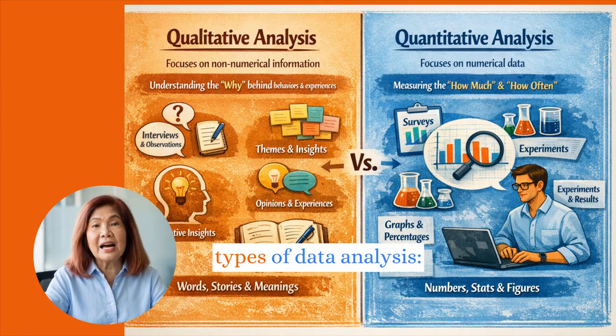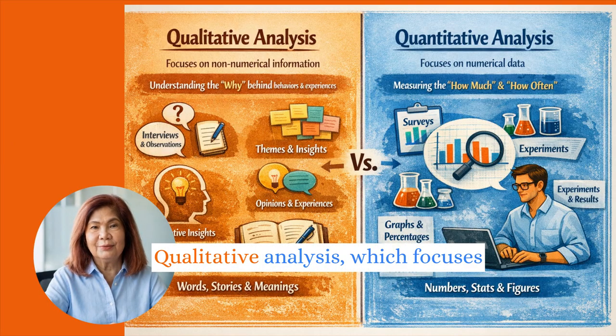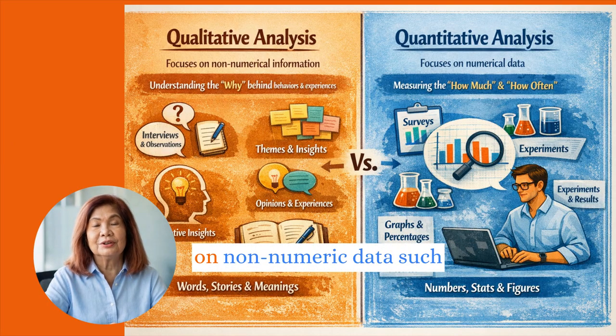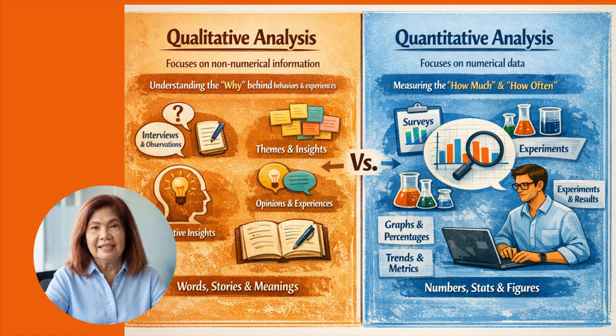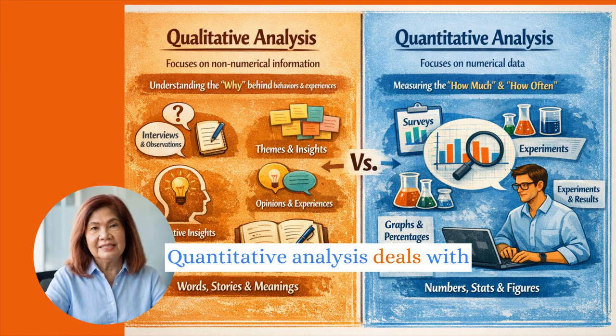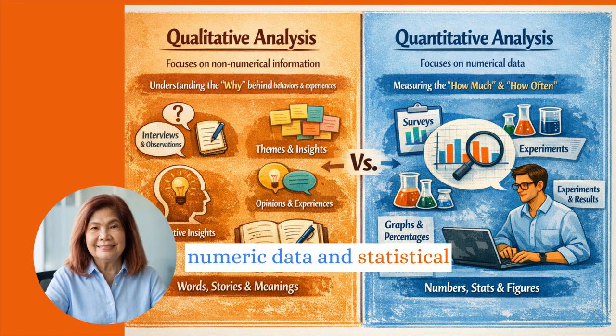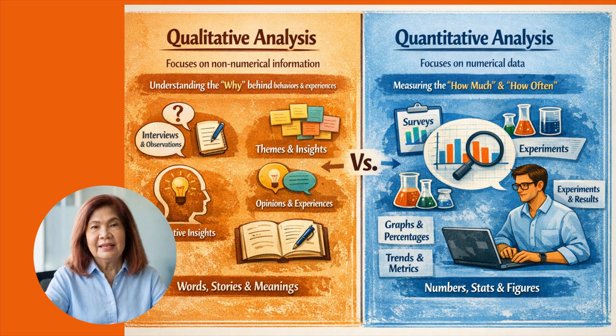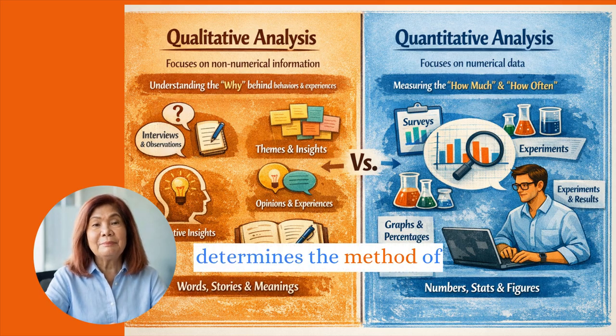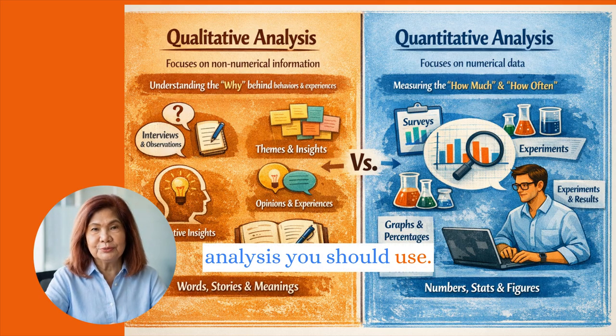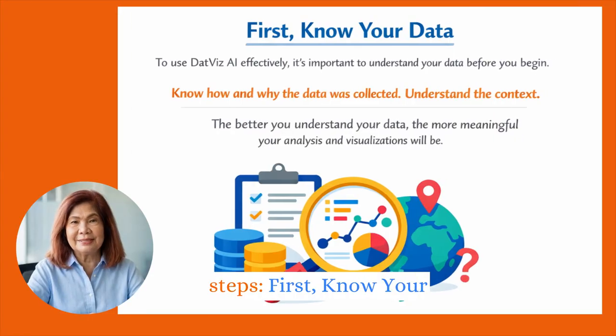There are two main types of data analysis. Qualitative analysis, which focuses on non-numeric data such as categories, labels, or text. Quantitative analysis deals with numeric data and statistical measurements. The type of data determines the method of analysis you should use. Here are some basic steps.